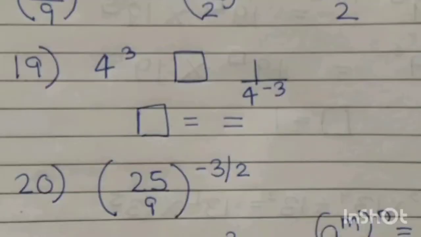19th question: compare 4 to the power 3 and 1 divided by 4 to the power minus 3. Now by the law we know that if you want to make a negative exponent a positive, or a positive exponent a negative exponent, we reverse the fraction. So 4 to the power 3, if you want to convert to a negative exponent, will be 1 divided by 4 to the power minus 3. So both the fractions are the same. So the 19th question, the answer is 1, equal to.